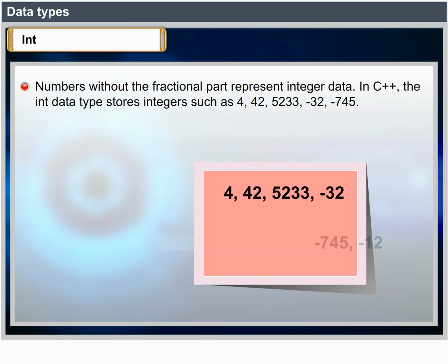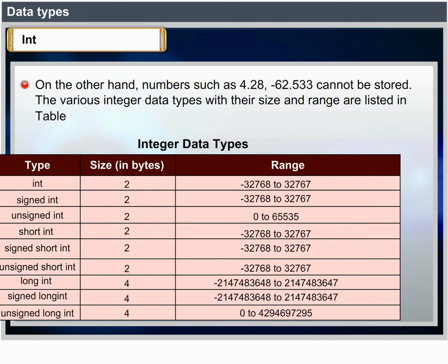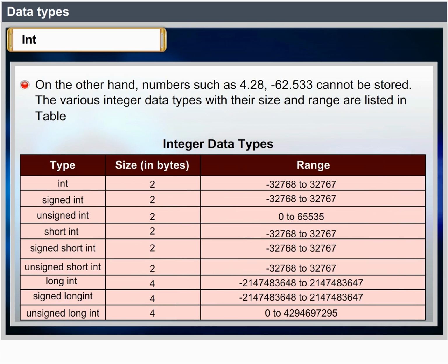Integer. Numbers without the fractional part represent integer data. In C++, the integer data type is used to store integers such as 4, 42, 5233, -32, -745. Thus, it cannot store numbers such as 4.28, -62.533. The various integer data types with their size and range are listed in the table. Integer data types is shown in the table.